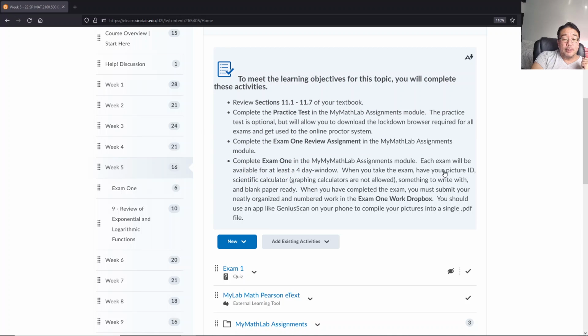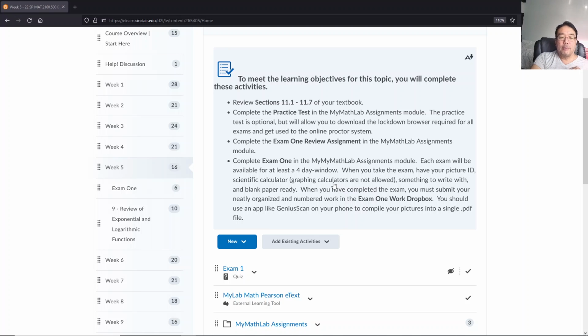Don't forget to have your picture ID ready because you are prompted to show it to your webcam. Show it clearly so that I can see both your picture and your name, because I use that for identity verification. Don't forget you're only allowed to use scientific calculators. Graphing calculators are not allowed.